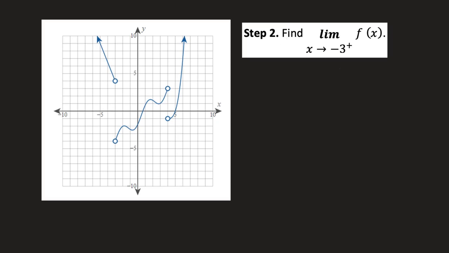For step 2, we're going to find the limit as x approaches -3, but this time from the right, not the left, of f of x. So again, we'll isolate -3.